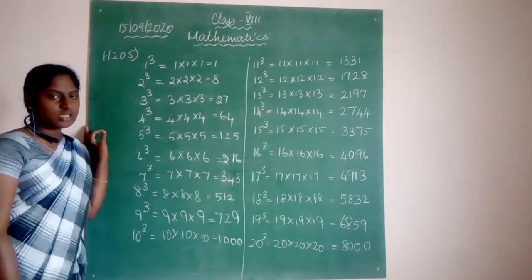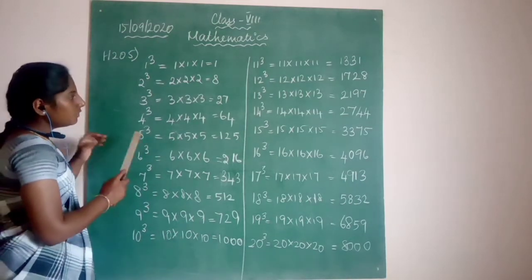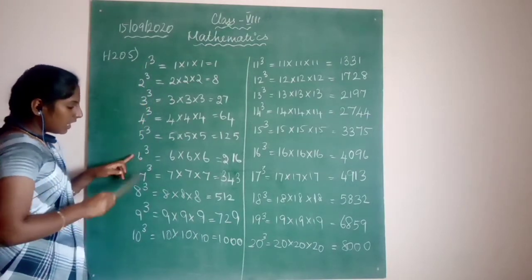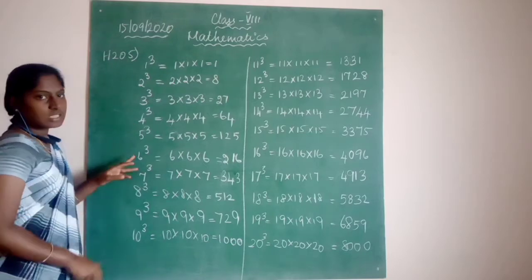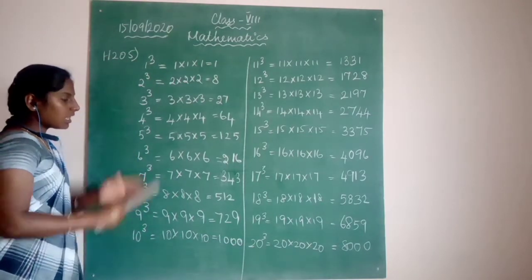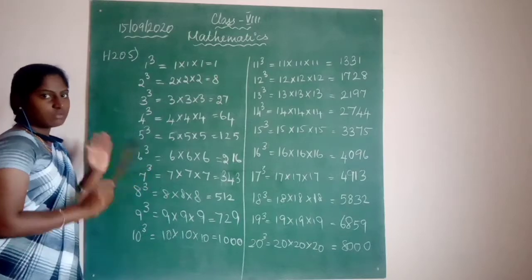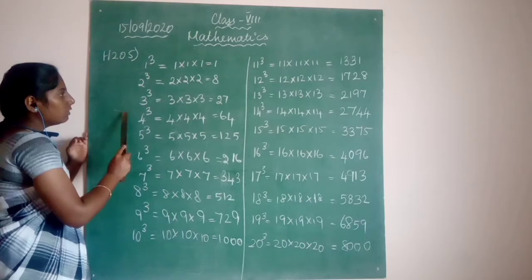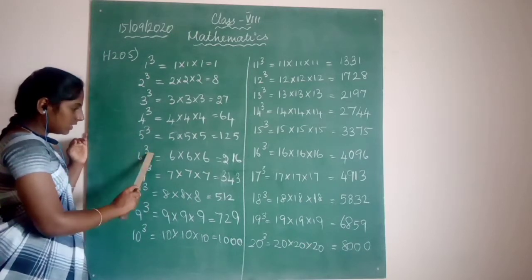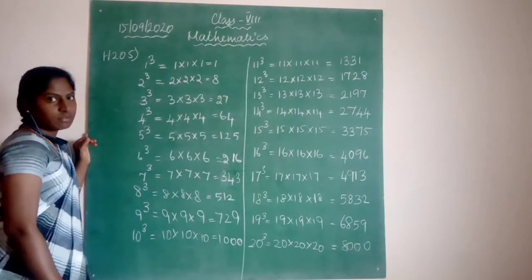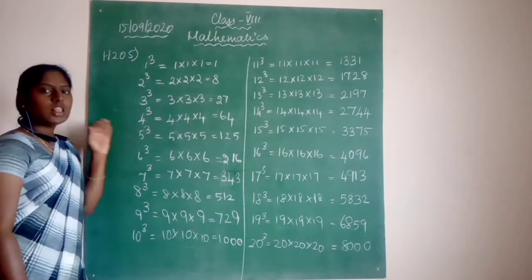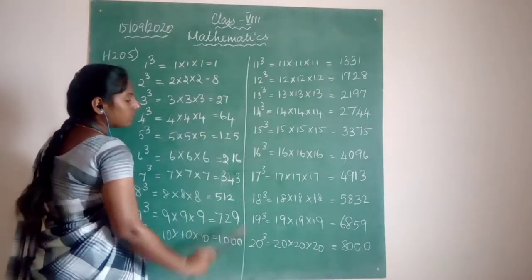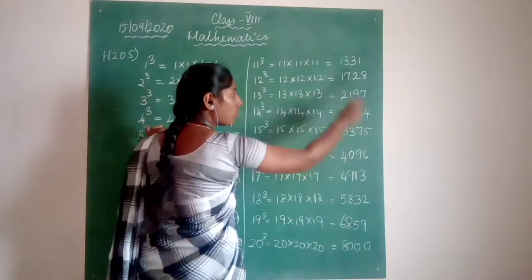Is it clear? So if you look here, for 1, for 4, for 5, for 6, for 9 and 10, for all these numbers, the number is again coming in the ones place of the cube also. For other numbers it is different. So totally 6 numbers are having the same number in the ones place of the cube also. And these are known as cube numbers or perfect cubes.